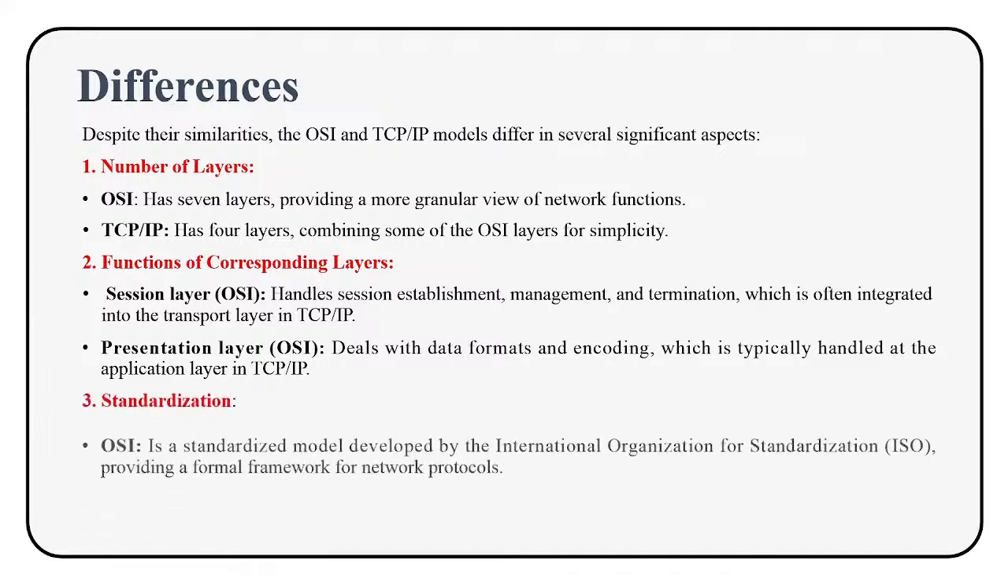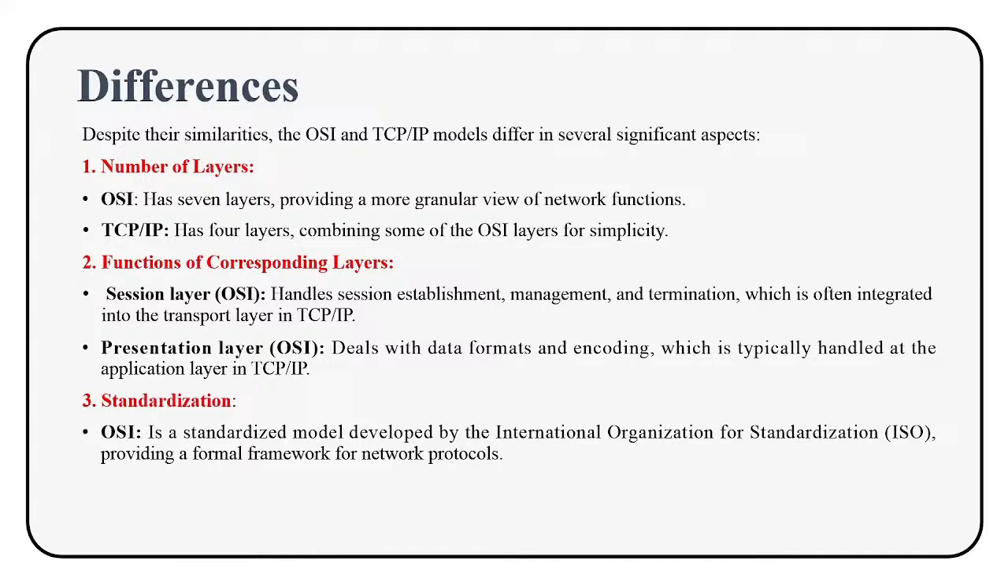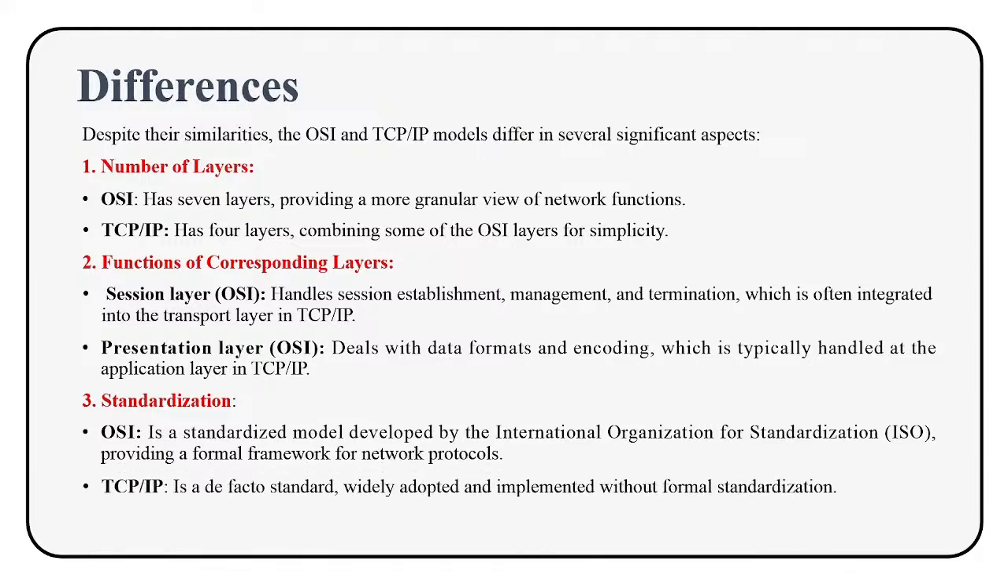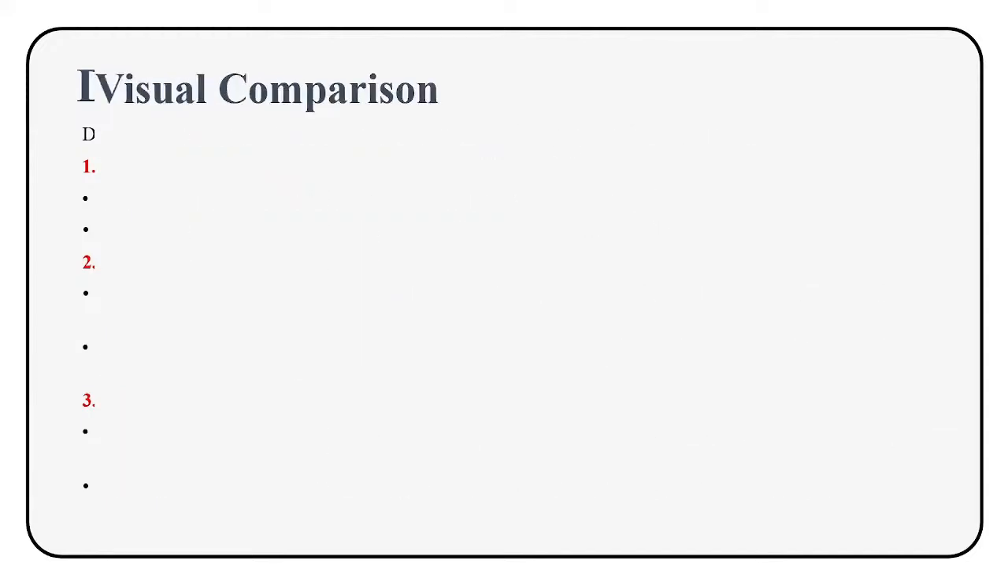Then, if you talk about standardization, the OSI model is a standardized model developed by the International Organization for Standardization, that is ISO. So it is also known as the ISO OSI reference model or OSI ISO reference model, which provides a formal framework for network protocols. And TCP/IP is a de facto standard, widely adopted and implemented without formal standardization. So simply, these are the differences.